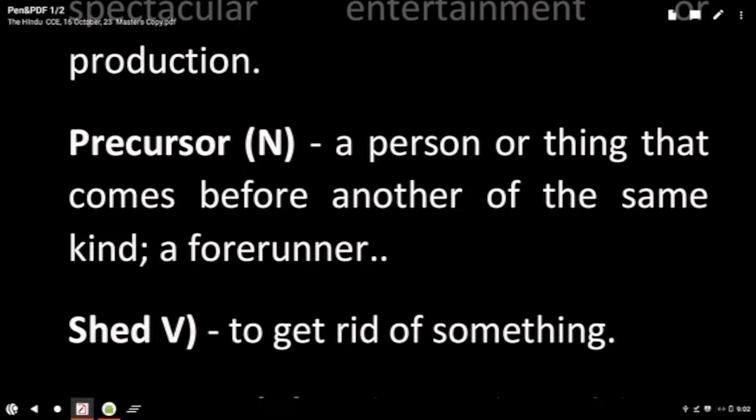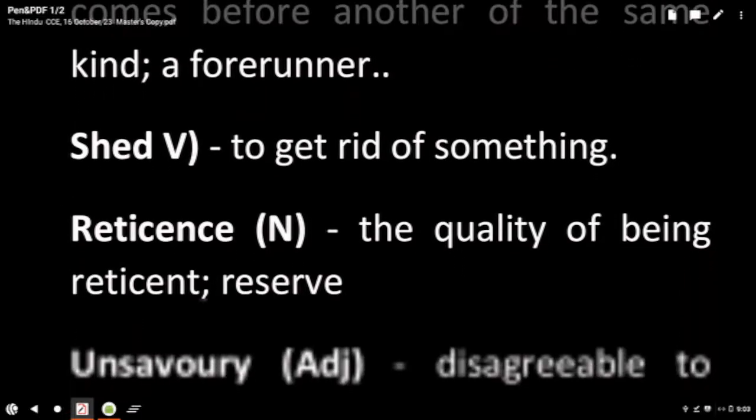Precursor, pre means what? Before. So precursor, part of speech, noun, a person or thing that comes before another of the same kind, a forerunner. But here you write the word predecessor, another important word, predecessor. That's a political term. And we have got it many a time, predecessor.